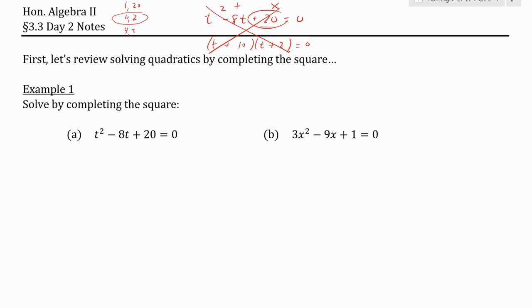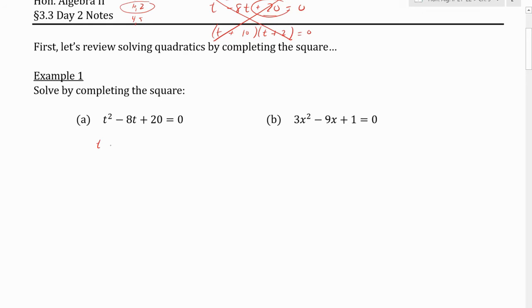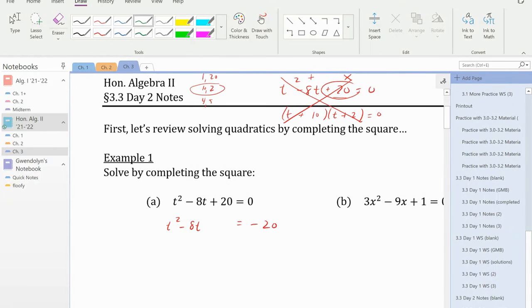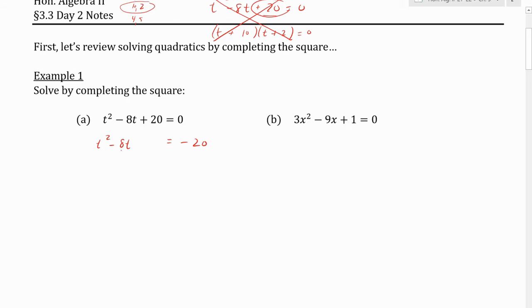So we need a way to solve quadratics that don't factor, which most of them in real life don't. The first way they came up with is completing the square, which was based solely on pattern recognition. I know if I can get a square by itself, I'm in great shape. So let's create our own square. That's why they call it completing the square. So if you half negative 8, you get negative 4. And you square that, you get positive 16.